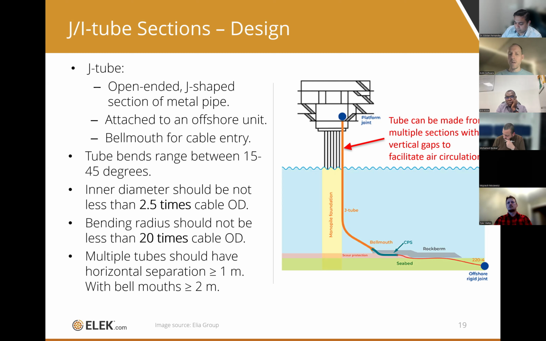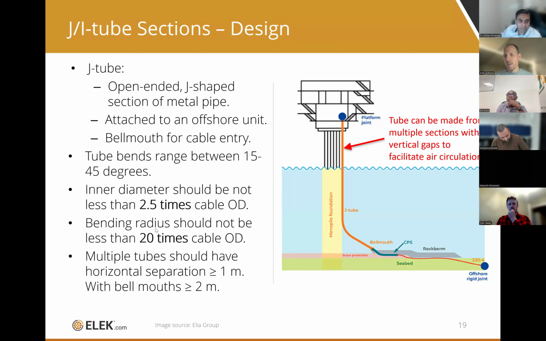The inner diameter should not be less than 2.5 times the cable outer diameter. Otherwise, it's going to be very difficult to pull the cable into the J-tube. The bending radius of the J-tube should not be less than 20 times the cable outer diameter. These are just general rules. You don't really want to break them, or you're going to have difficulty. And multiple tubes can be used, and there are some recommendations there.